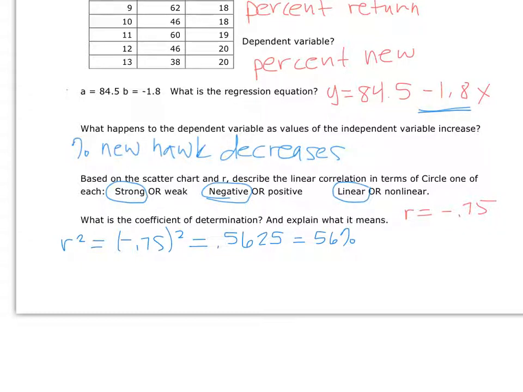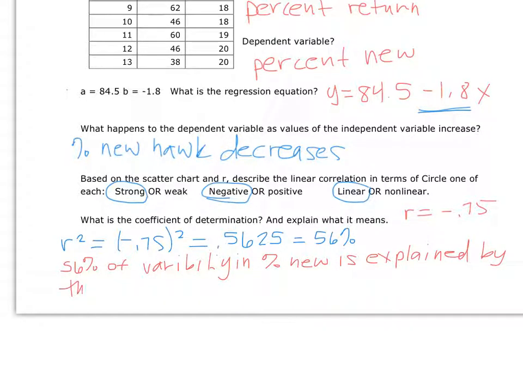All right, explaining what that means. So 56% of the variability in the dependent variable, the variable that we have called y, which in this case is the percent new, the percent of the new hawks in the colony, is explained by the correlation with the percent of returning sparrowhawks.